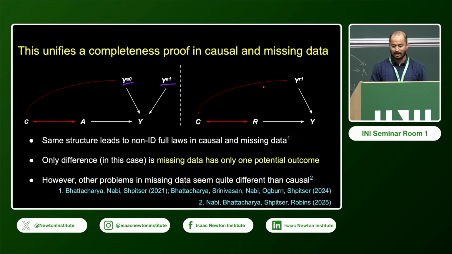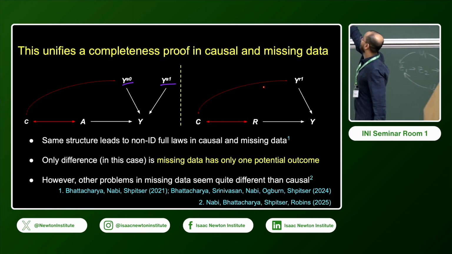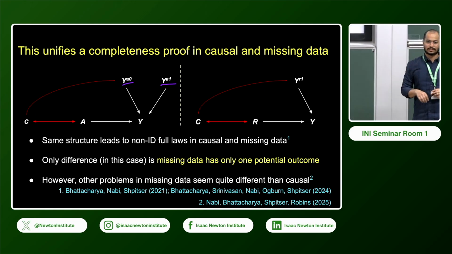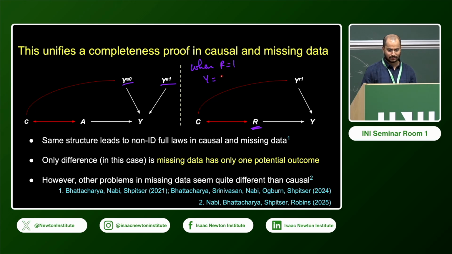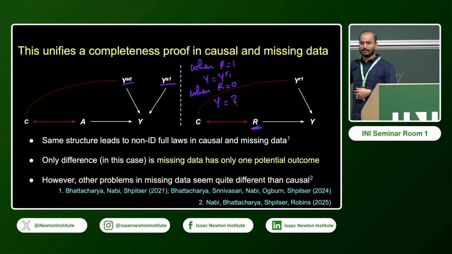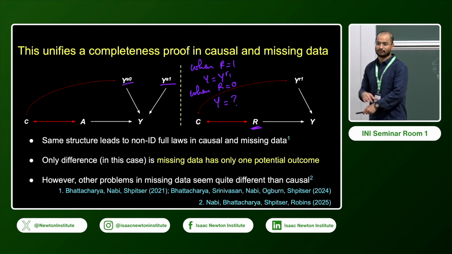In missing data, you have only one counterfactual. So over here we have Y_R=1, which is the value of Y had R been equal to 1. And the semantics of the missing data graph are that when R is equal to 1, Y is of course equal to Y_R=1, so the value of Y had you been able to observe it. And then when R is equal to 0, Y is equal to question mark, meaning that it's missing, and it's deterministically equal to question mark.